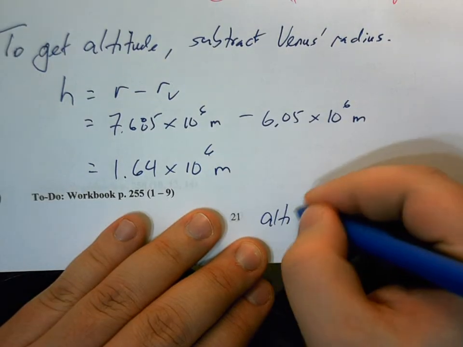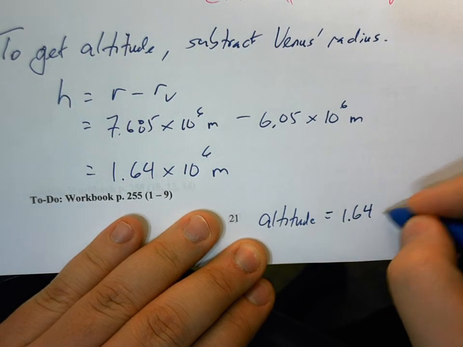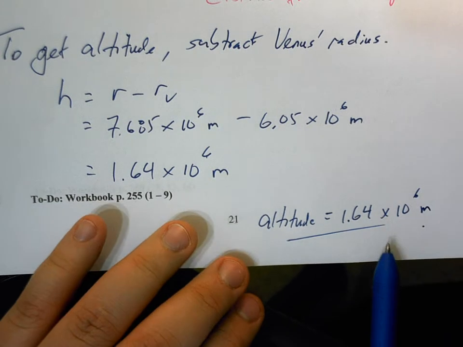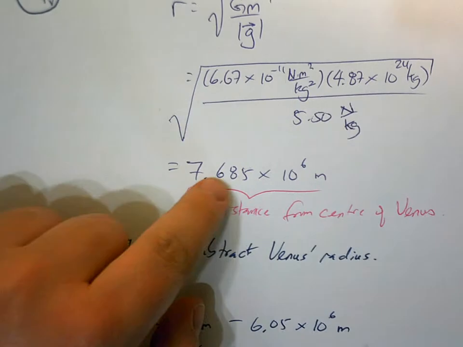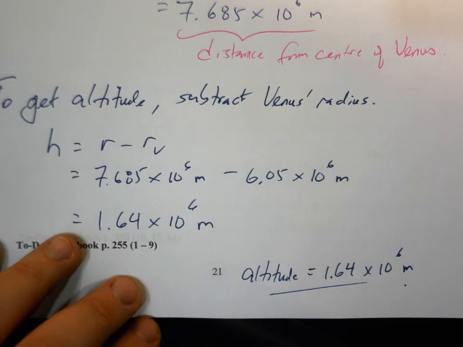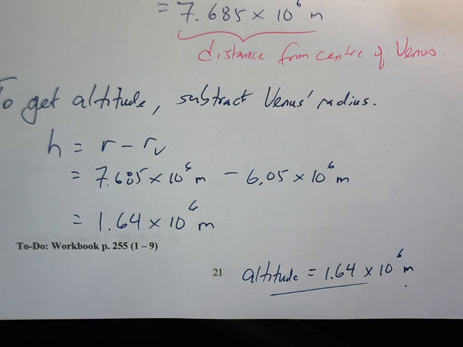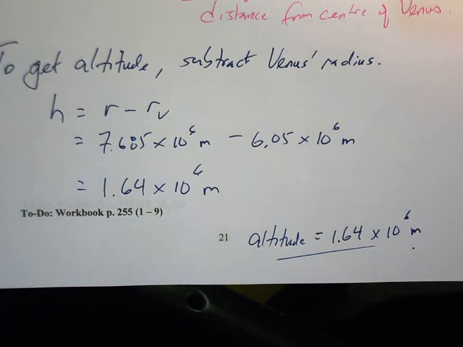So the altitude of this probe, what this is telling us is that the probe is about 1.64 times 10 to the 6 meters above Venus's surface, whereas the probe is located 7.685 times 10 to the 6 meters from the center of Venus. That's the distance between the center and the probe. This is the distance from the surface of Venus to the probe. So you have to watch for those questions where we're dealing with altitude or above the surface. That's the biggest trap that we can lay in these type of questions. So please watch out for those.